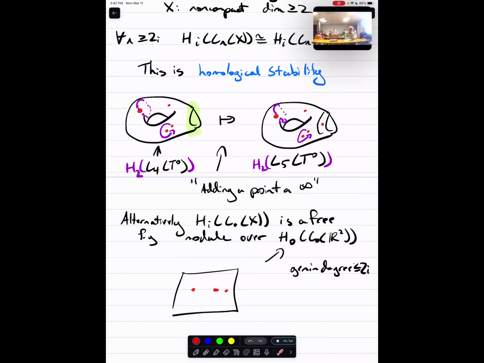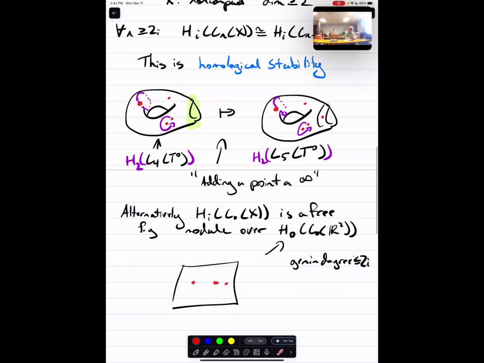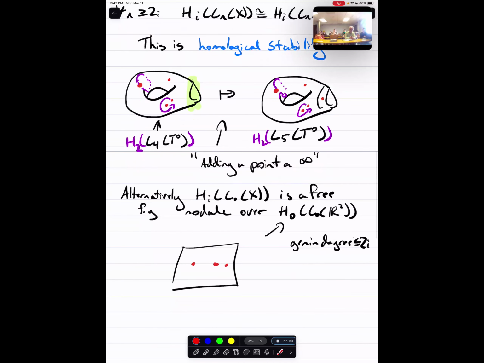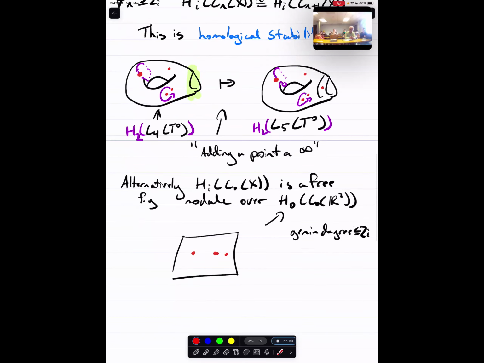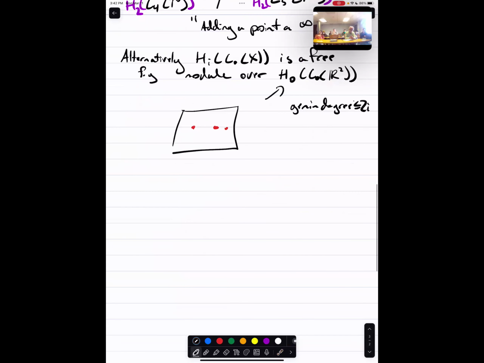And so we now say to ourselves, great, we have this nice operation on unordered configuration space. Can we say the same thing about ordered configuration space? At first, the answer is going to be no.